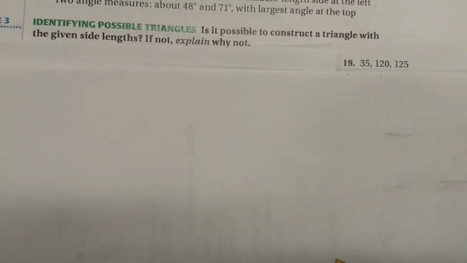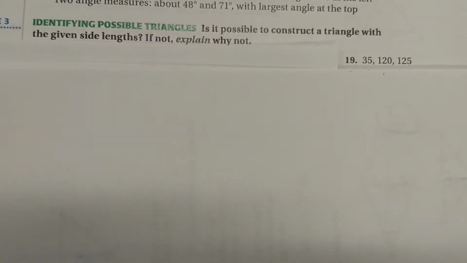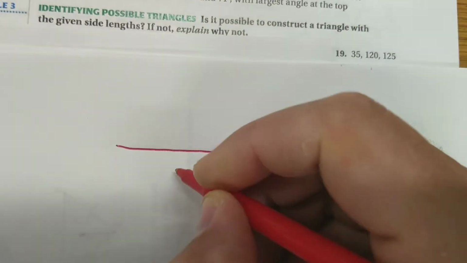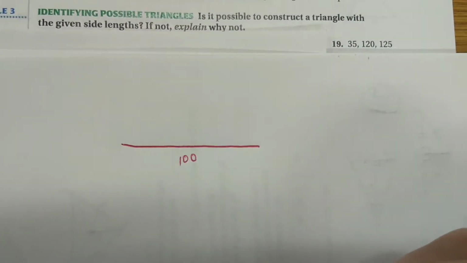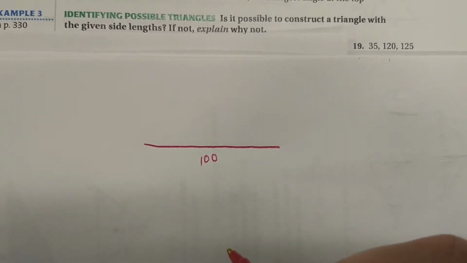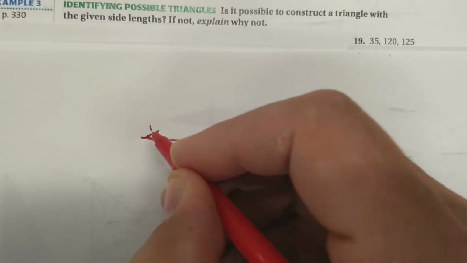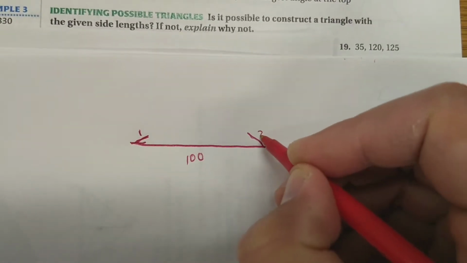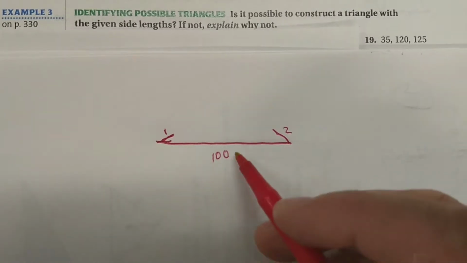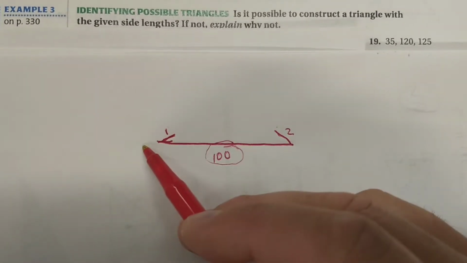You got to be careful when you're given lengths. Any three lengths do not make a triangle. For example, if I had something that was, let's say, 100 long, and I said, well, I've got a side that's 100, and I've got another side that's 1, and another side that's 2. Well, 1 would only come up so far, and 2 would only come up so far. There's no way those two would meet, okay? Because 100 is bigger than the other two combined.